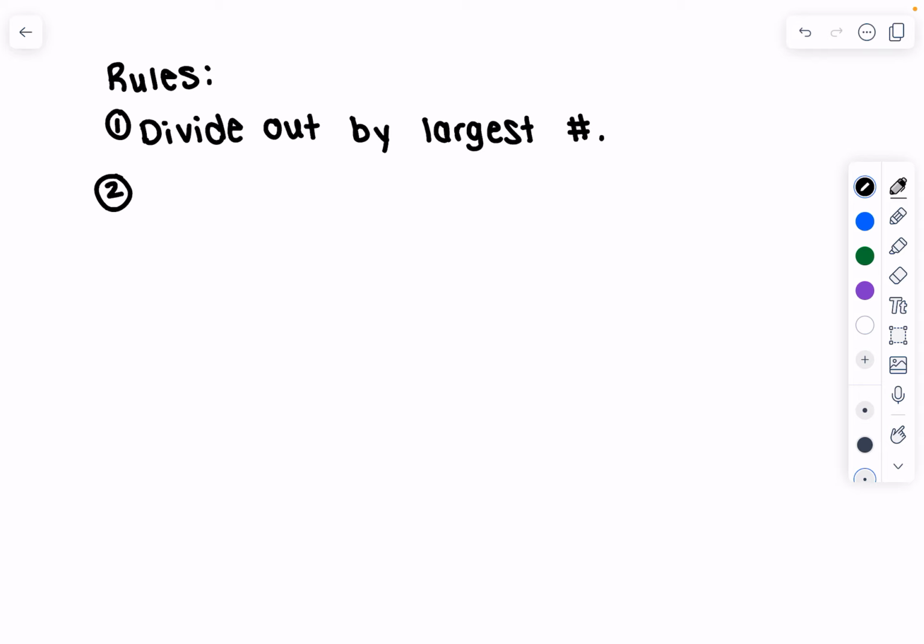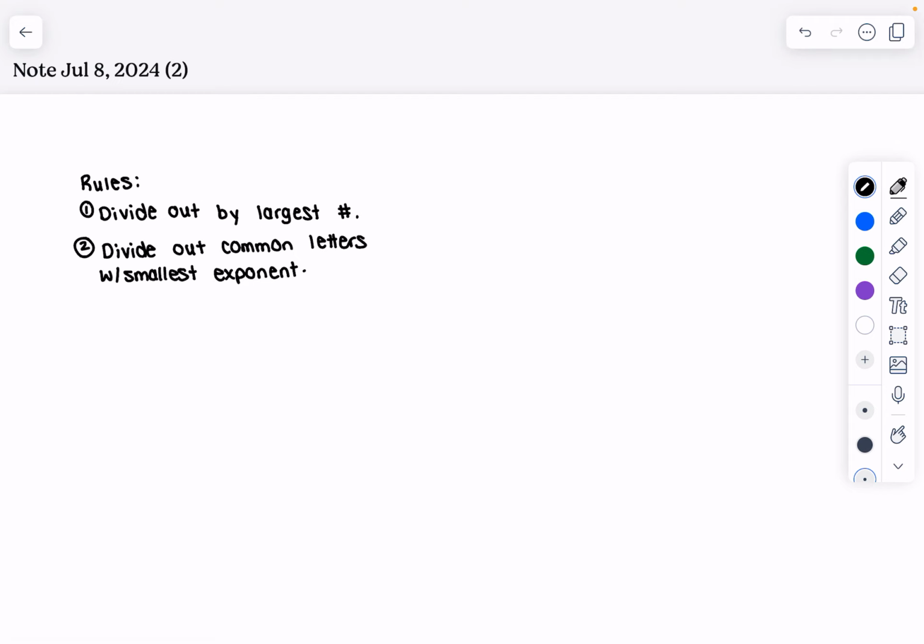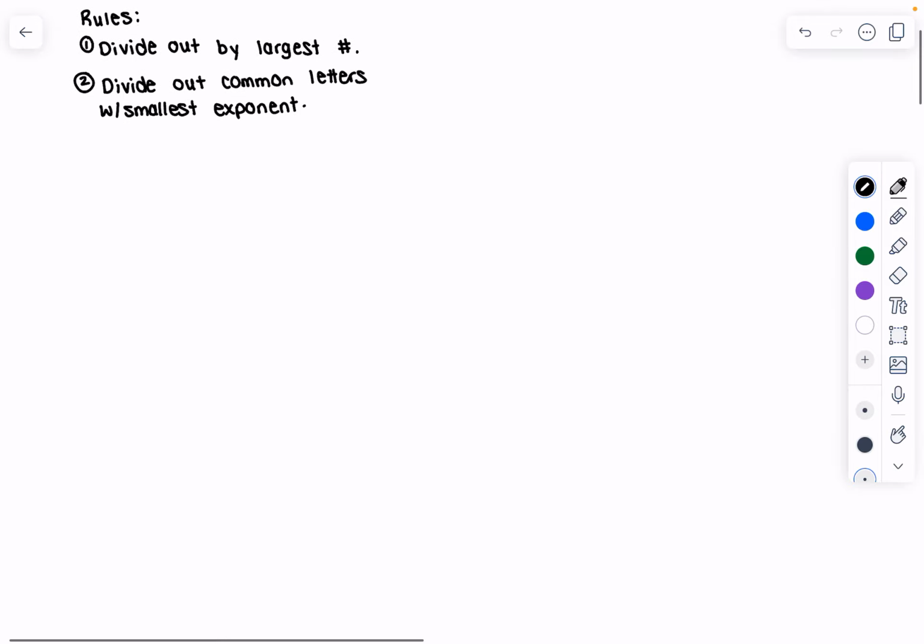And then you're also going to divide out any like terms with the smallest exponent. And I'll rephrase that to common letters. Okay, that might not make a whole lot of sense right now, but we're about to clean it up. So I'm going to show you a couple of different examples. Again, 3 different types that you can investigate.